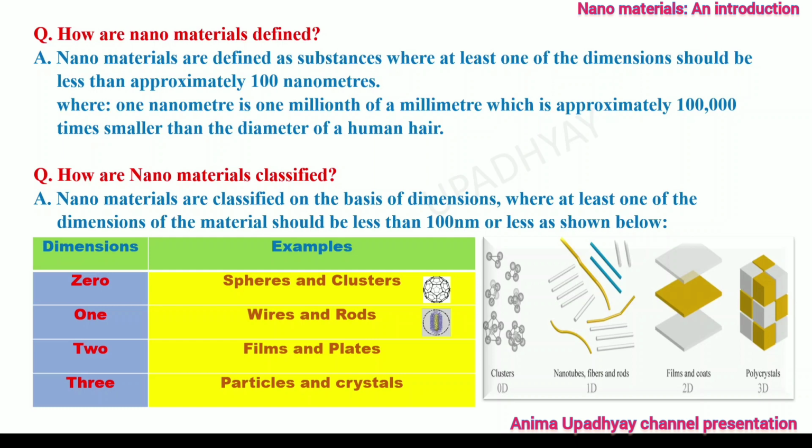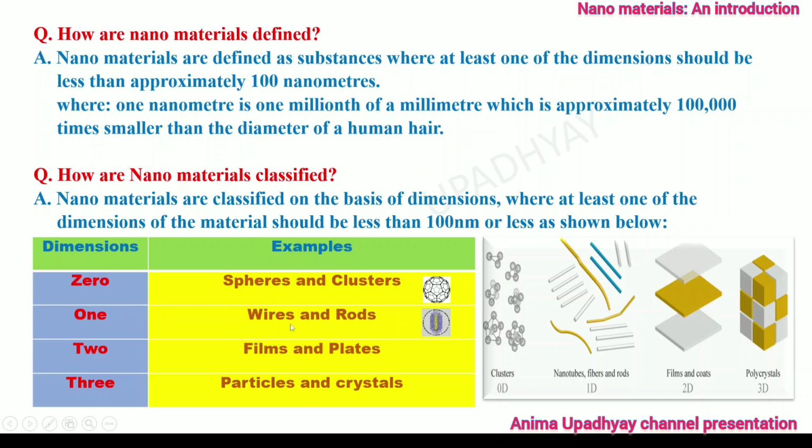How are nanomaterials classified? Nanomaterials are classified on the basis of dimensions, where at least one of the dimensions of the material should be less than 100 nanometers. According to this, we can classify it as zero dimension. Examples are spheres and clusters, and here I have shown with the help of this image, this is fullerene, which is spherical in shape, rounded in shape. So it has a zero dimension.